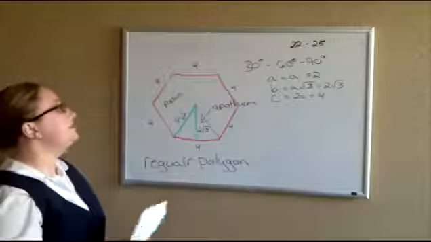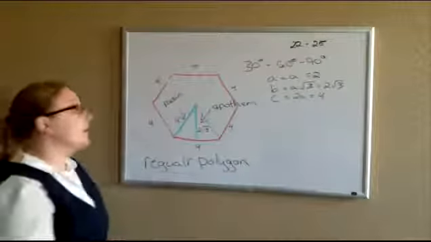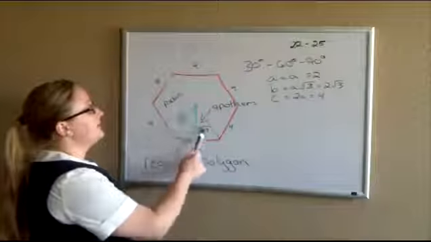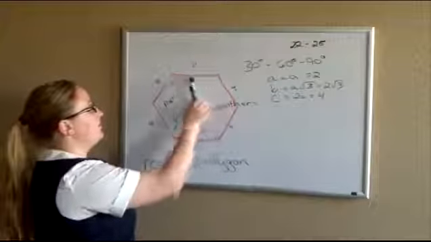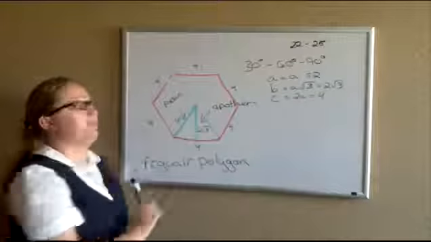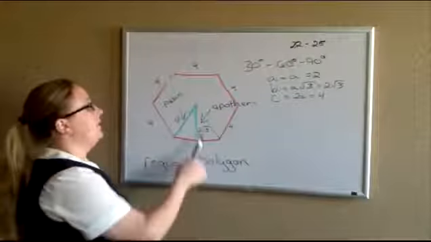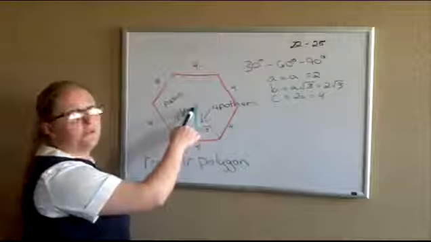Number 3 is, what is the measure of the central angle? We already figured that out, remember, because we knew that this was 60. It's made up of 6 equilateral triangles. 60. They say, what is 1/2 of the central angle? That's this right here, 30 degrees.